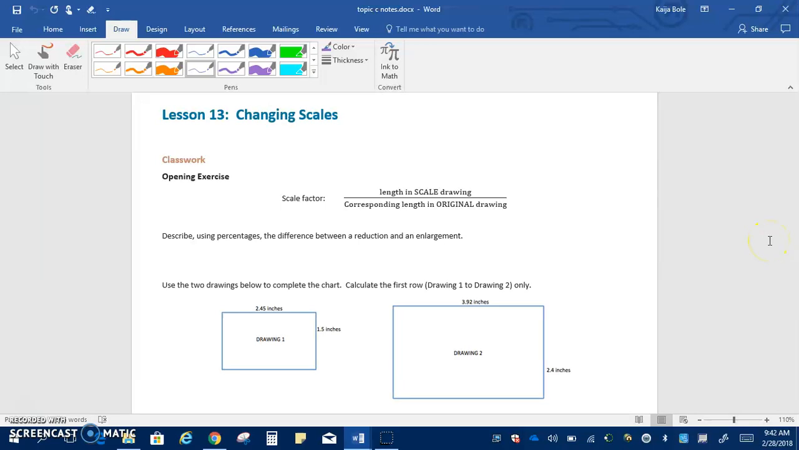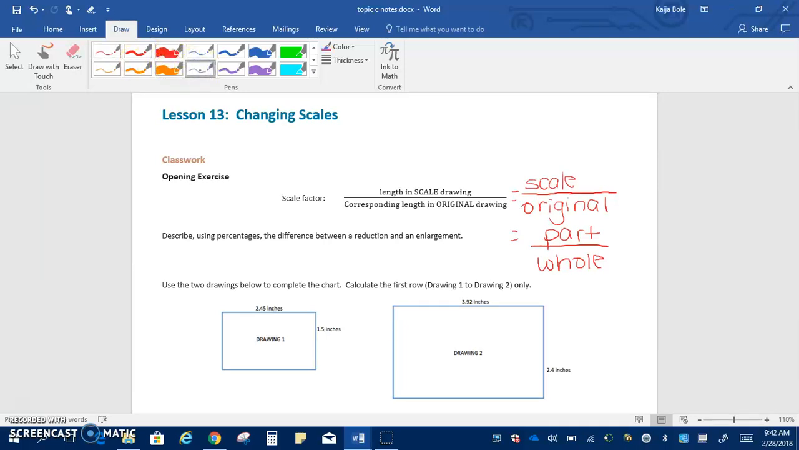Alrighty, here we are on lesson 13, changing scales. If you look here at the opening exercise, we are back to our scale factor. It says the length in the scale drawing over the corresponding length in the original drawing. So if you want to shorten it down, you can say that this is always scale over the original, which is also the same thing as part over whole. Okay? So make sure you have that down to help you out.